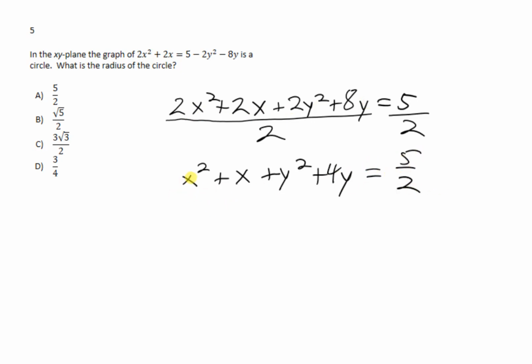And now at this point, because the coefficients on the x squared and y squared terms are 1, all of the logic involved in completing the square is going to work out, and you can just go ahead and do it like we did the previous problem.